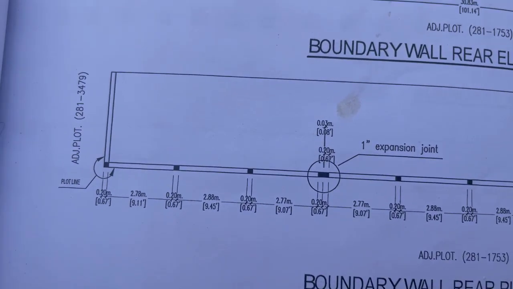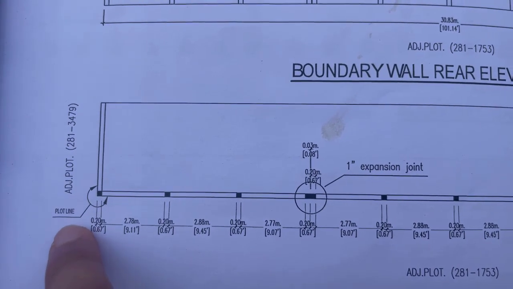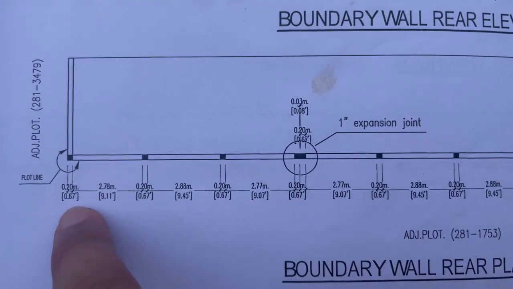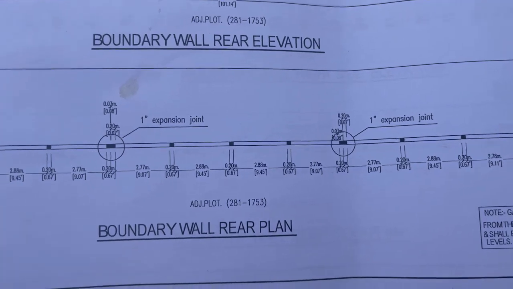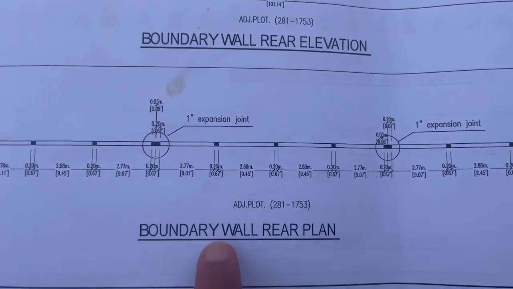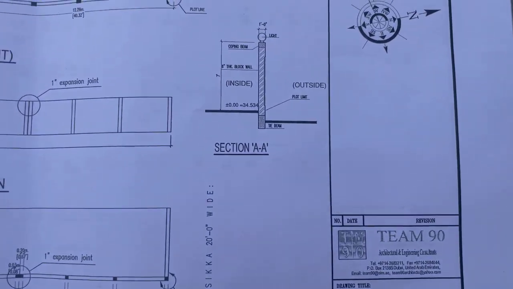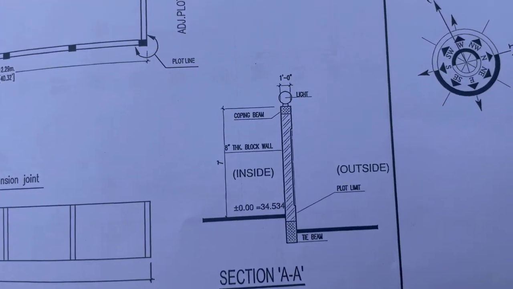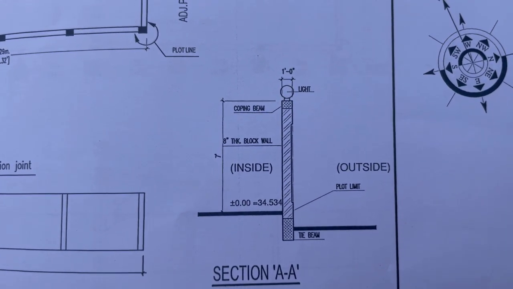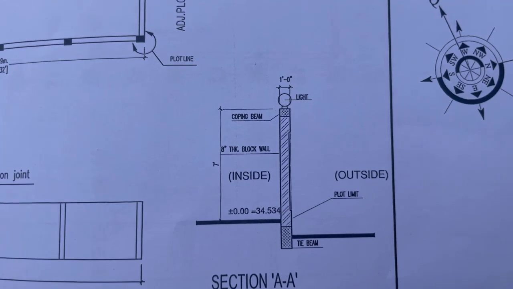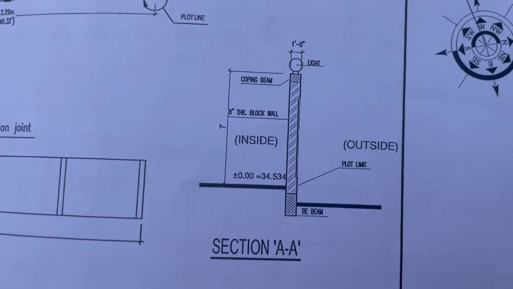This is the detail spacing for each column. This is plot limit yani plot line. Here we have different dimension for the spacing between the columns and also for the expansion joint. Everything should be you study clear. And this is the cross section for the wall. Again, coping beam, light, and also the block masonry work. Everything should be here. You can study.